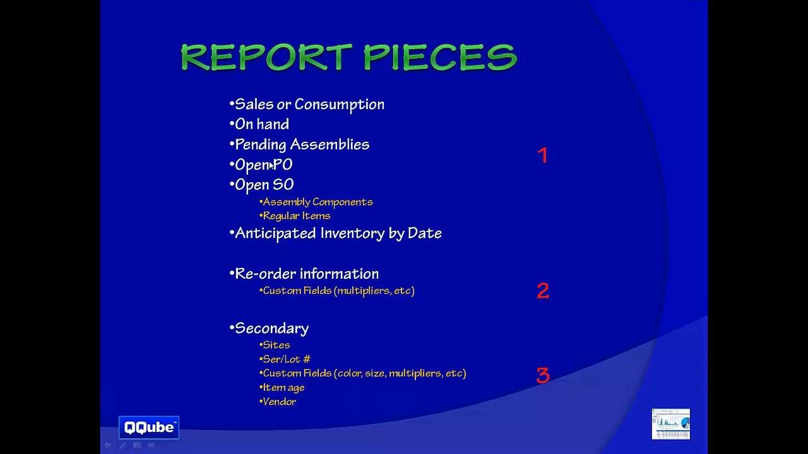One is looking at what is due and when something is going to come in. The second one is how do I order information, looking at sales and what's open and what I anticipate. And the third one is just the ability to analyze your information a different way. Okay.